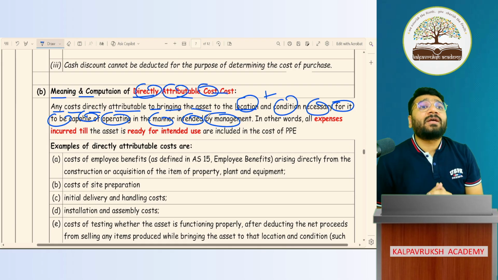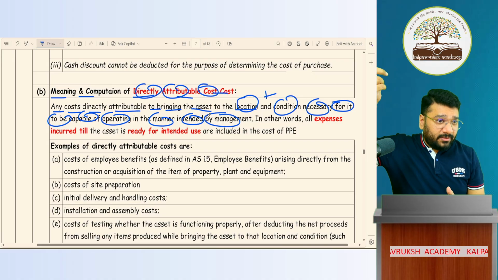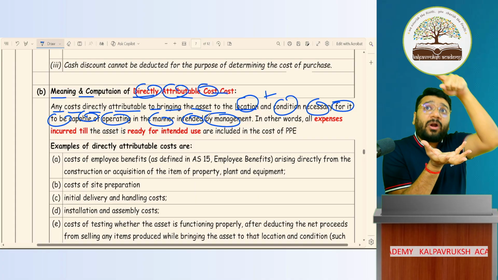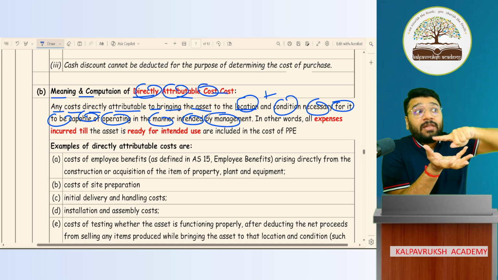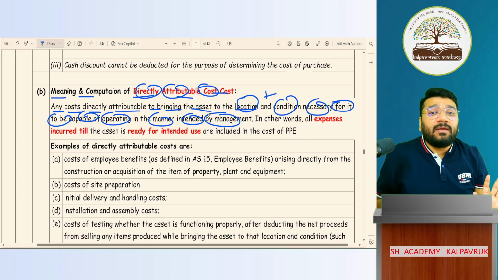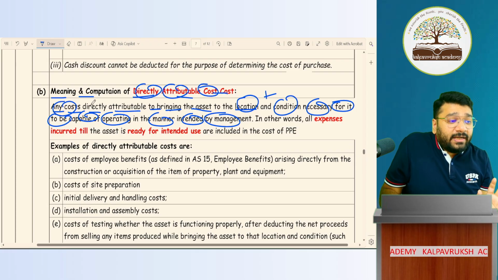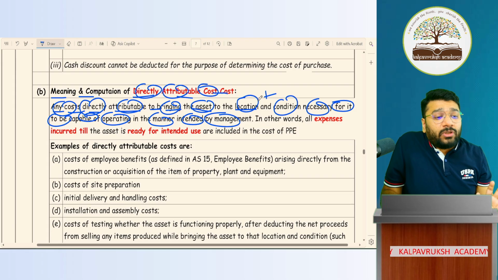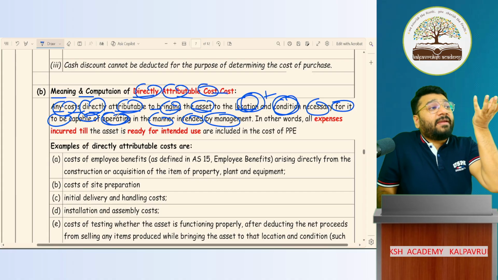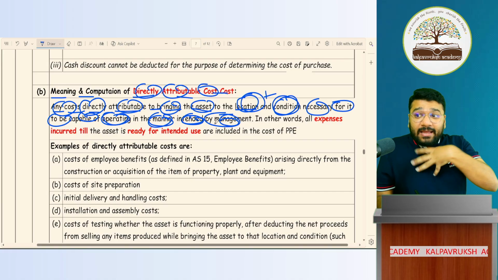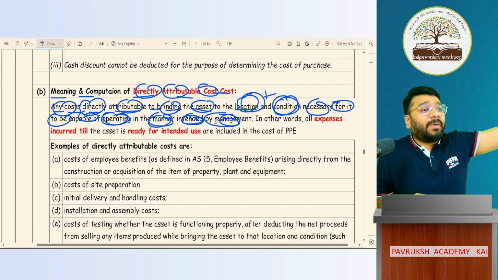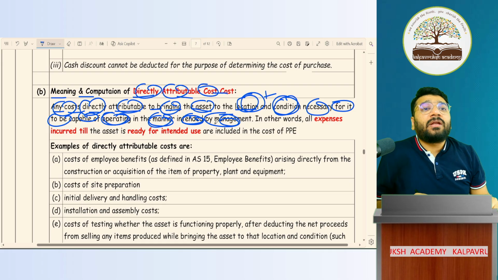No, we have to do installation, boss. Only if the installation is done, then that asset is ready for my intended use. Intended use means what? The way this product is supposed to function. Till that stage, whatever cost is incurred has to be cost of PPE. Understood? So any cost directly incurred for bringing the asset to the location and to such condition, which condition? The condition of operating in the manner intended by management. Until it is the way I want, all the cost I incur on it is cost of PPE. Got it, not got it?